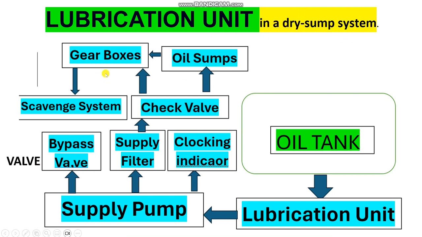Here, this is the beginning, the oil tank. Output, lubrication unit. Then go to the supply pump, or oil pressure pump, or oil pressure supply pump. Then the filters here. Go to the supply filter. Also go to the clogging indicator and bypass valve. Then after the filter, check valves here. Check valves go to the oil sump.